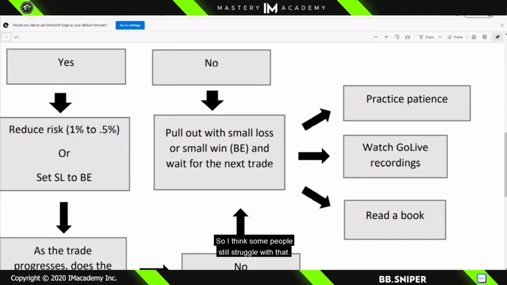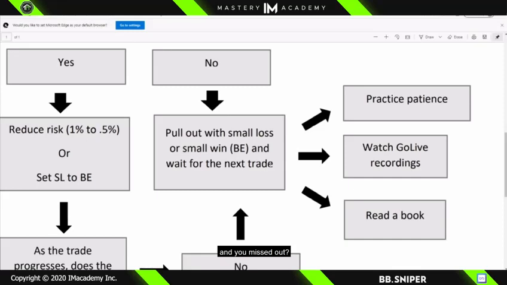So I think some people still struggle with that. And even I do every once in a while as well, because you want to see the trade go into profit and you don't want to purposely take a loss. But when you start doing this, instead of risking a full 2%, maybe you take a 0.5% loss, or maybe you take a 1% loss. So even if that loss is smaller than your original anticipated stop loss, then there's nothing wrong with that.